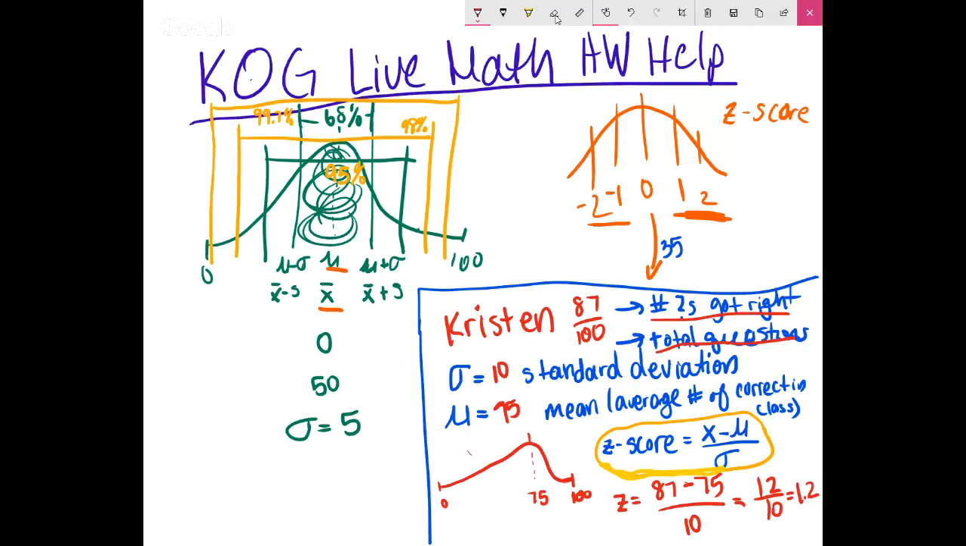Yay! So once again, Kristen got an 87. So she scored above the average. She scored above average of the class score. And so her Z score is positive, which shows that her score was above average as well. Both of those match up.